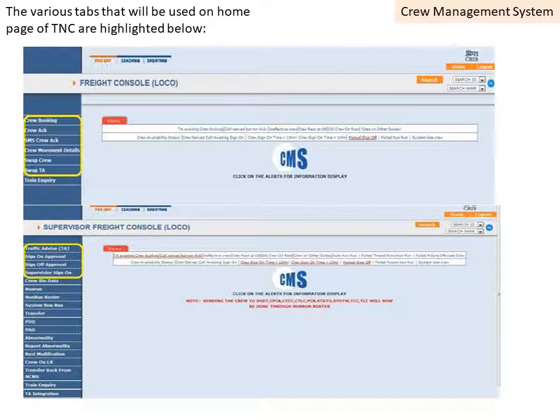Same as TA, there is train enquiry. Train enquiry is nothing but where the train is; this is the latest feature of the train enquiry, which can be discussed later. In supervisor control we can find non-run, PAD, PDD, abnormality, crew on LR, train enquiry, so many features, which can be explained.